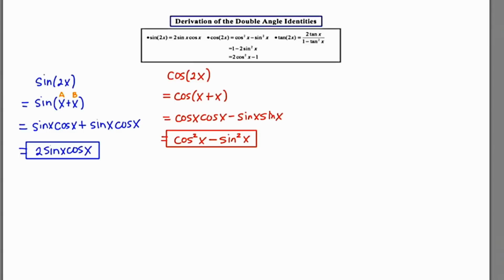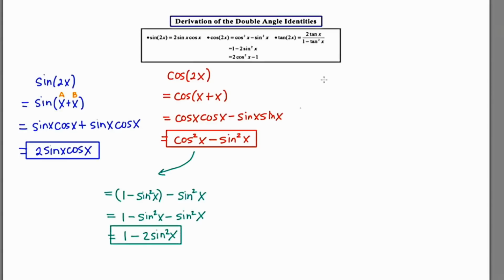Now I'm going to go to the middle variation, which says cosine of 2x equals 1 minus 2 sine squared x. Now to do this variation, I have to get rid of the cosine squared x. So I'm going to start here at variation number 1, and I'm simply going to replace the cosine squared using a Pythagorean substitution. So I'm going to show you how to do that right now. Big blank minus sine squared. I can replace this cosine squared with 1 minus sine squared. Cleaning up the parentheses, I get 1 minus sine squared minus sine squared, which of course is 1 minus 2 sine squared x. And this gives us the second variation for the cosine double angle identity.